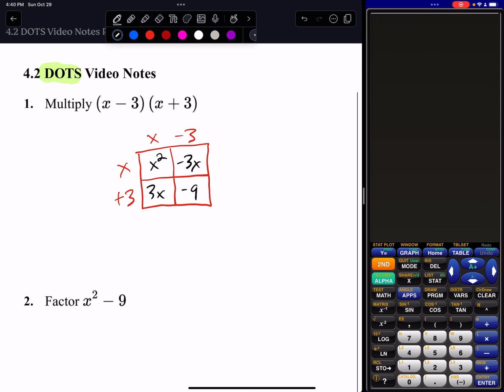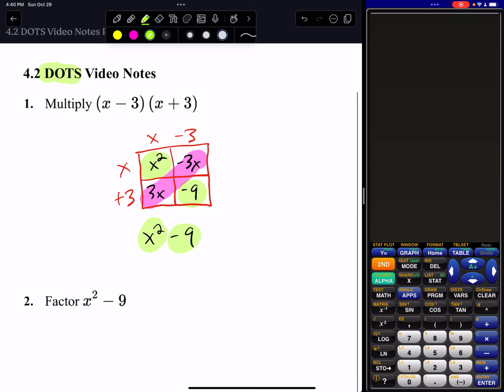So two things happen here. Number one, when we look at the diagonal, if I've got plus 3x and then minus 3x, that always cancels out. So what we're left with here is x squared minus 9. And what's unique about that is actually the last term, because positive 3 times negative 3 is negative 9, and then x times x is x squared.